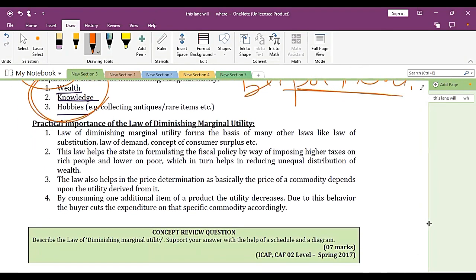Let's meet in the next class, in which we are going to study the practical importance of the law of diminishing marginal utility. Let's meet in the next class with this learning objective.